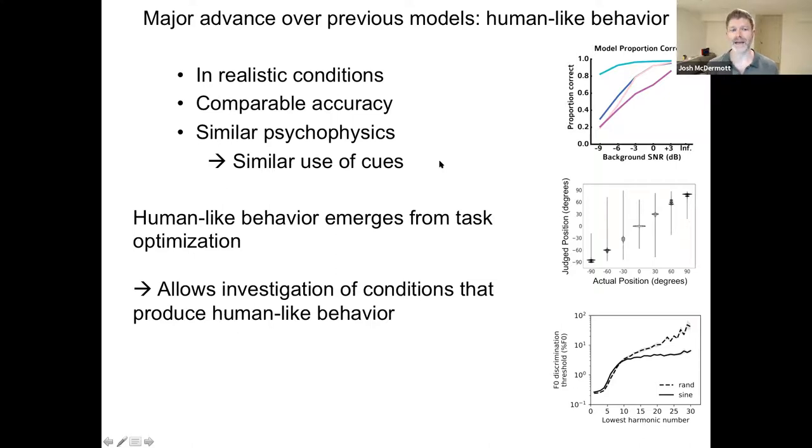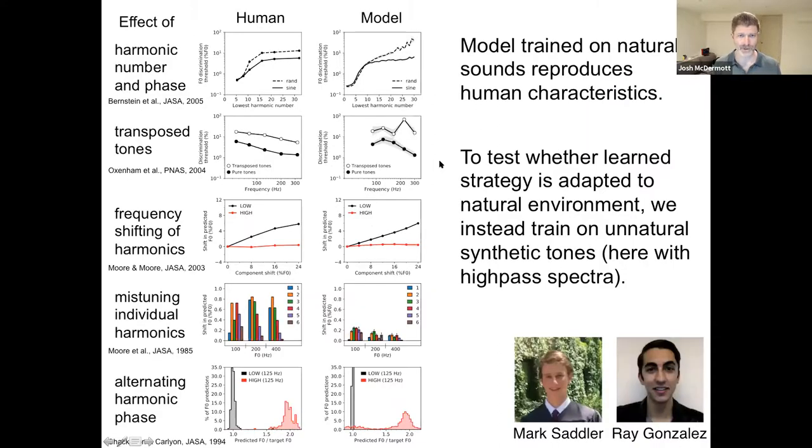So this is an indication that human-like behavior very often emerges simply from optimizing for natural tasks. And one of the interesting things that we think we can do with this is investigate the conditions that produce human-like behavior. As one example of that, I'm going to show you a result of this nature in pitch perception. I just showed you how this model that is trained on speech and instrument sounds reproduces all these different results in human hearing.